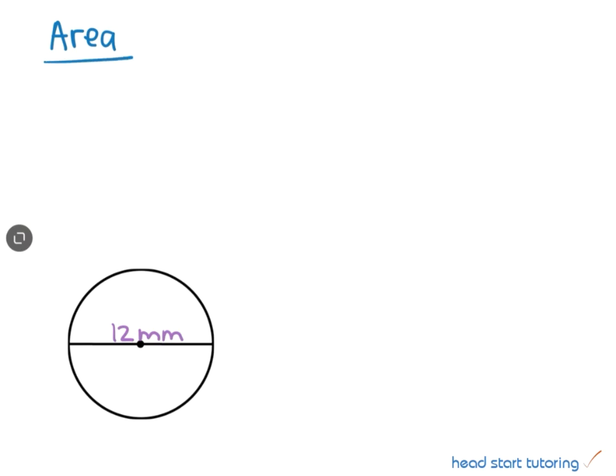If we would like to work out what the area of this circle is, we need to first write down the formula, pi r squared, and because in this circle we are only given the diameter, we need to work out what the radius is from the diameter. We need to remember that the diameter is double the radius, so in order to get our radius we need to halve our diameter. So our diameter is 12, so we divide 12 by 2 to get 6 millimeters.